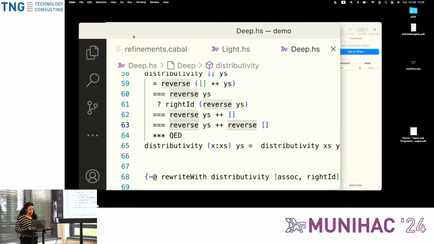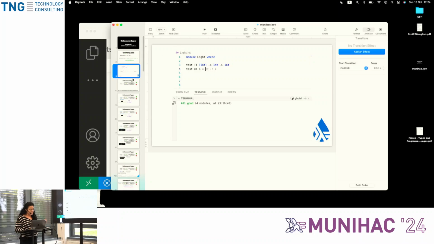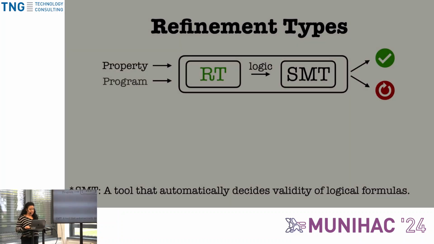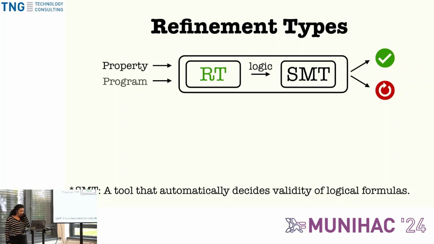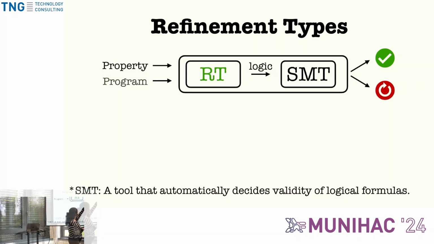And yes, let me go back to my slides to see more or less what happened here and what are the possibilities of refinement types. Okay, so refinement types is this box. It takes as input a program and a property, and it has a set of rules, the refinement type inductive rules, that are generating a logical condition, and they are giving it to an SMT tool that automatically decides the validity of logical formulas. And they ask the SMT, does the program satisfy the property? If the SMT says yes, it means that it does. If the SMT says no, it doesn't, right?